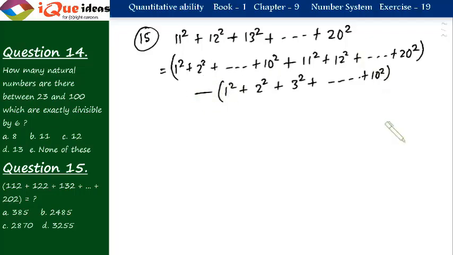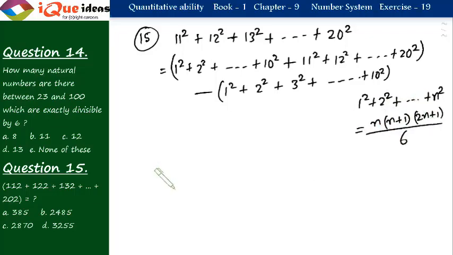Now for both of them, we can apply the formula of 1 square plus 2 square up to n square. The sum of squares is n into n plus 1 into 2n plus 1 divided by 6. This is the formula for the sum of squares of natural numbers, right? So applying the same formula for the first part, you will have to put n equal to 20. So for the first part, it will be 20 into 21 into 41 by 6.